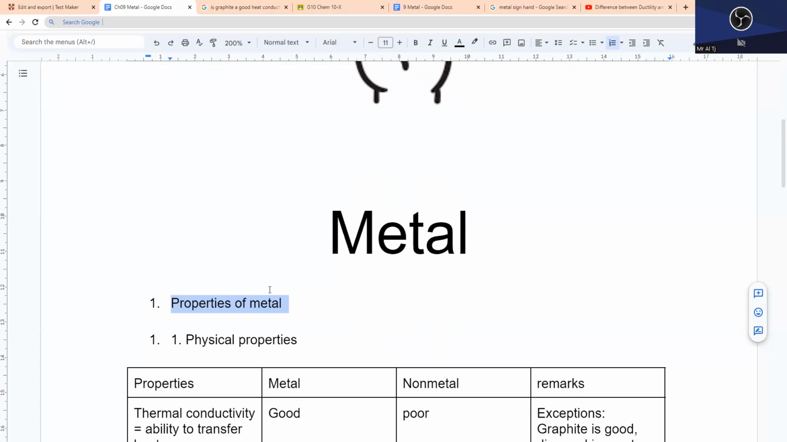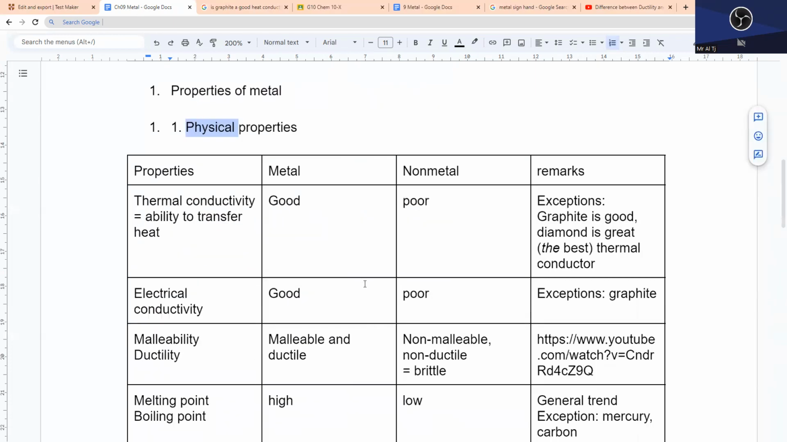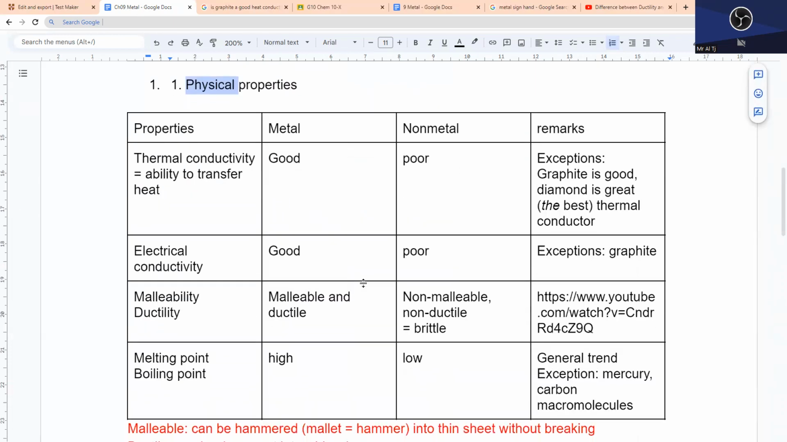Okay, so there are two types of properties in chemistry, and the first is the physical properties. Physical properties are things that can be seen, measured, or checked physically. It doesn't involve any chemical reactions. In total, there are 4 properties that we need to understand about the metals.